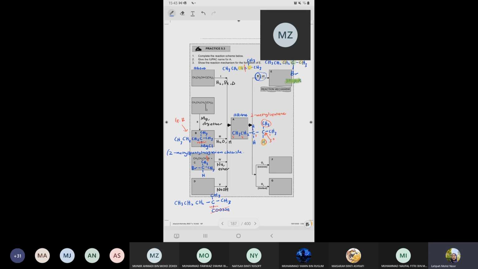Okay. Now, let's go to F. Okay. How to answer F and G? Okay, I give you tips. Okay, senang saja cara nak jawabnya. Firstly, we count the number of carbons and number of hydrogen. Get the molecular formula.